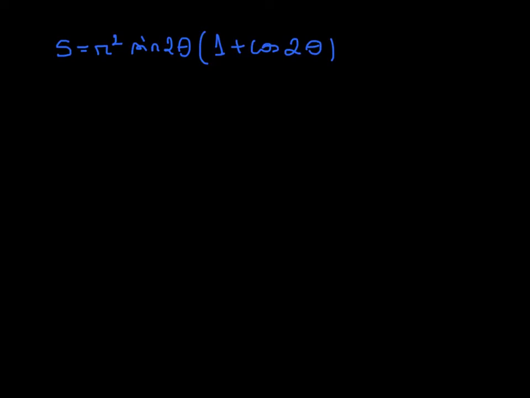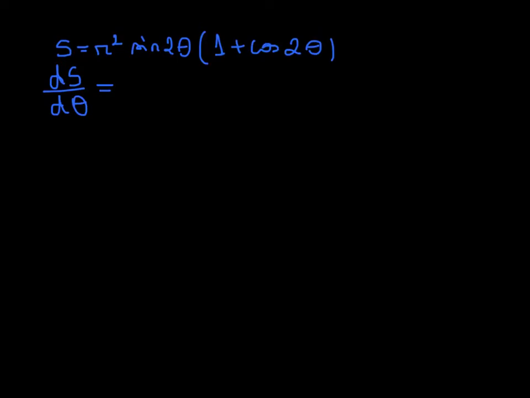We need now to find the value of theta for which S has a stationary value. I agree that the question is not very clearly formulated here, because it does not state if R depends on theta. So it is assumed that R is a constant. So my variable is theta. To find the stationary point, I need to see where ds by d theta is 0. So R is a constant.